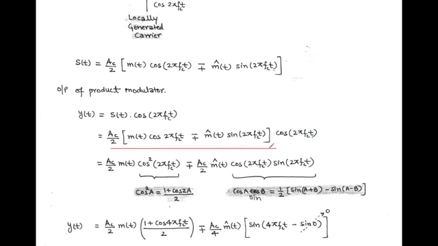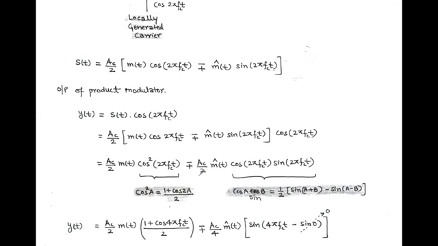And after taking the product of these two input signals, we get two terms. The first term is Ac by 2 m(t) cos square 2 pi fct, and the second term is Ac by 2 m cap t cos 2 pi fct into sin 2 pi fct. Between the two terms there is a sign minus plus. Minus for upper single sideband and plus for lower single sideband.